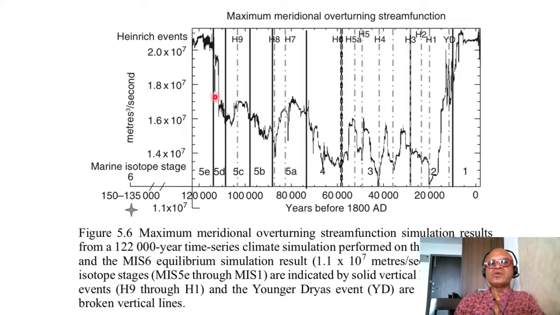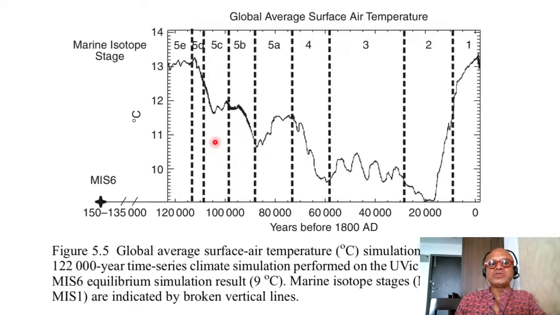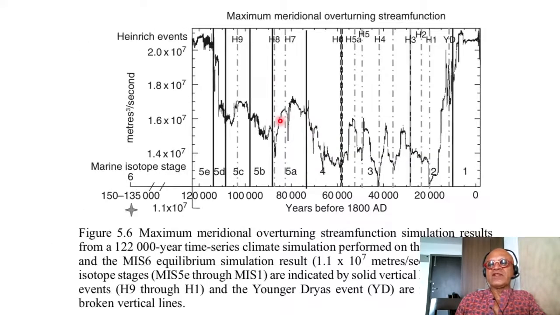Heinrich events H9 through H1, different timescale events here, and the Younger Dryas, which is here, are indicated with broken vertical lines. Heinrich events are basically where there are drifting glaciers coming into the North Atlantic, where deep water formation happens, and they affect the deep water formation, and those signatures are recorded in marine isotopes as well, in addition to the ones we saw here in terms of glaciations in stadials and interstadials. And Younger Dryas was the hiccup that happened during the last deglaciation.